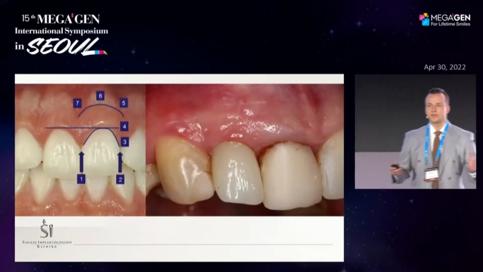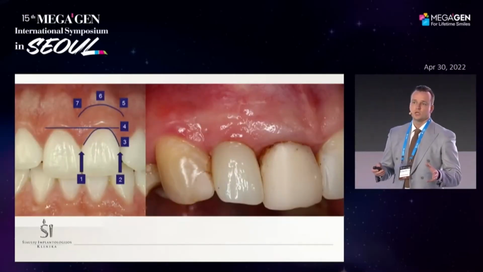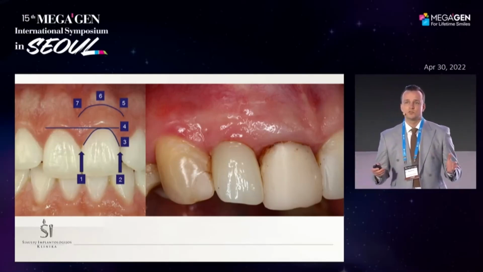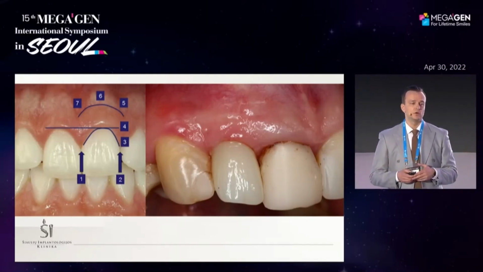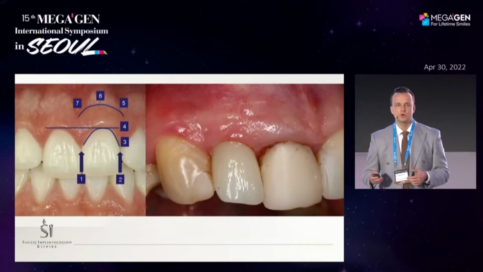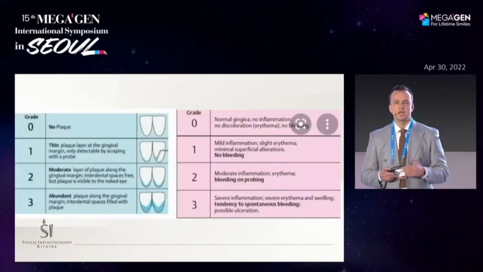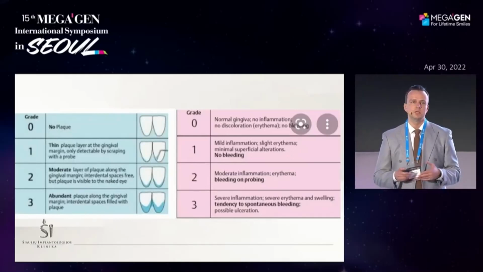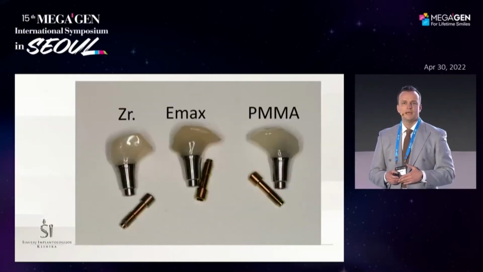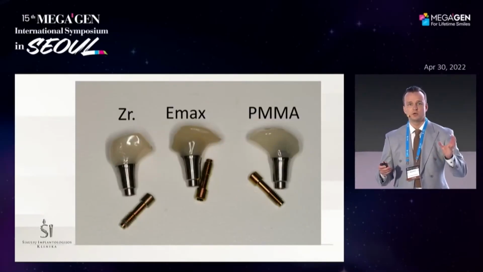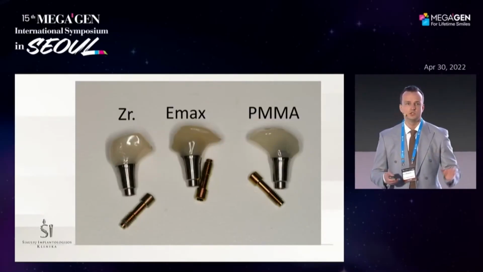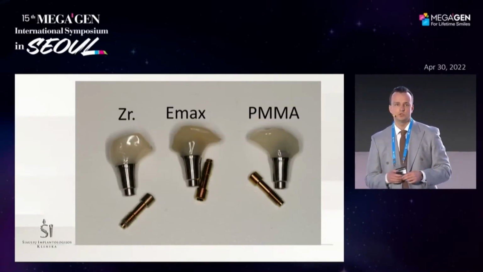What we're trying to find out are some parameters we are measuring. So, as was recently shown, we're measuring the pink aesthetic score, the plaque accumulation, and the bleeding on probing, and we want to see how these materials react and whether there is a correlation between the soft and hard tissues. This is the issue we want to find out.